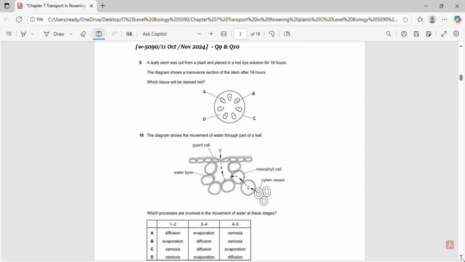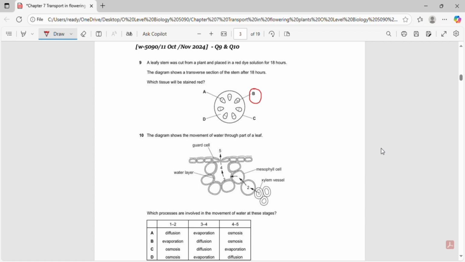Coming on to MCQs, we have a question which says, a leafy stem was cut from a plant and placed in a red dye solution for 18 hours. The diagram shows a transverse section of the stem after 18 hours. It says, out of all these options, which tissue will be stained red? So what we have to do is locate xylem, and we know that it is the tissue responsible for conducting water and dissolved substances, so the red dye will travel through xylem. Therefore, we'll mark option B, as xylem is on the outside of stems. Xylem gets stained because it carries the water and dye upwards through the stem.